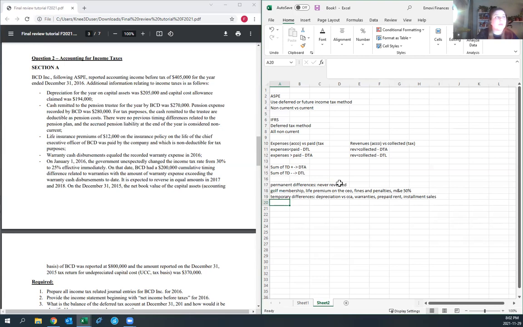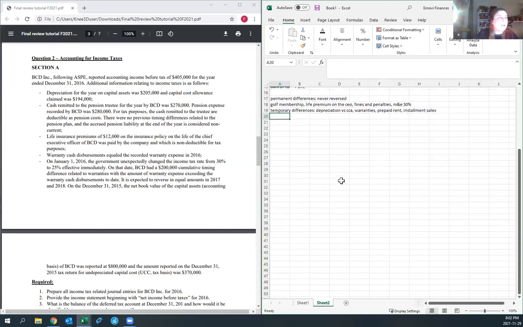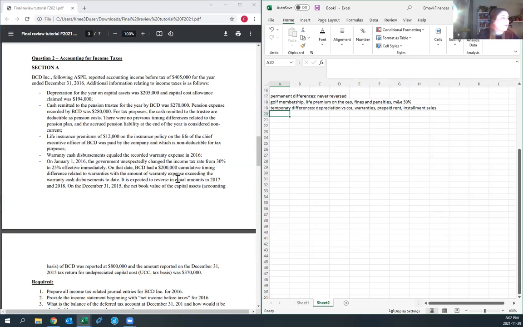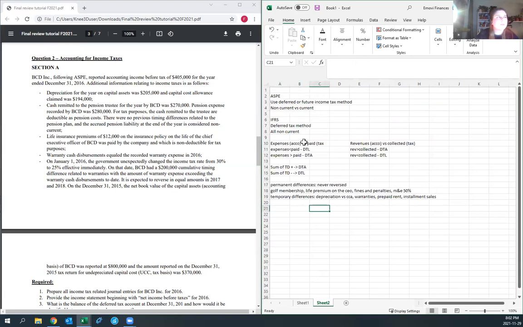Now applying this in the problems is a different game, but we're gonna do this problem together. Hopefully it's gonna help. Oh, and also for the chapter, just in general, know what to do when there's a change of tax rate, know what to do when there's a carry forward and carry backward. You're definitely gonna get questions on that on your exam.